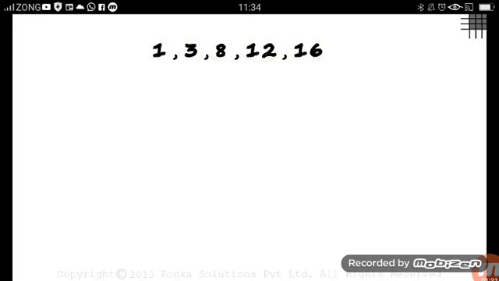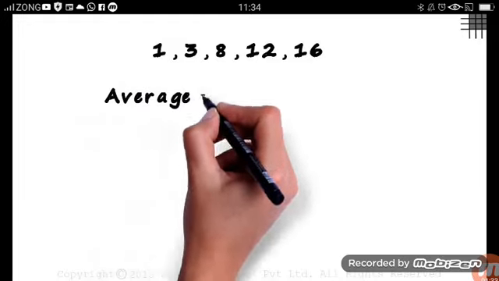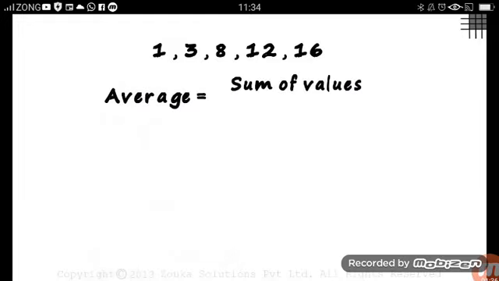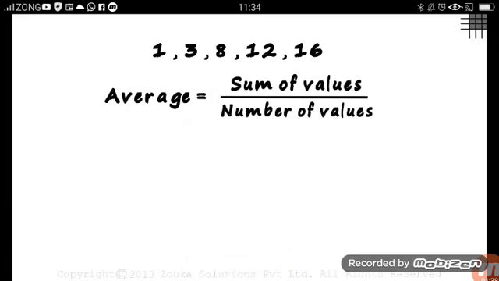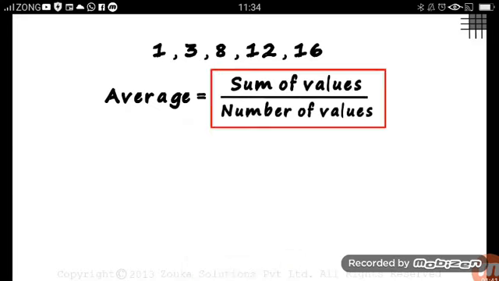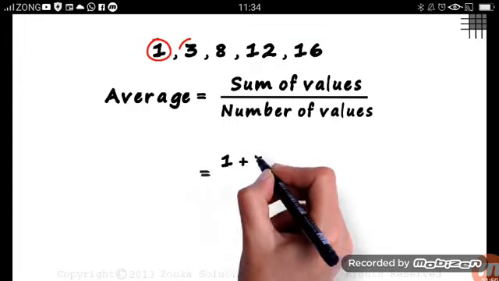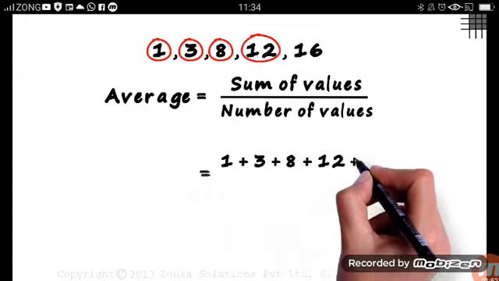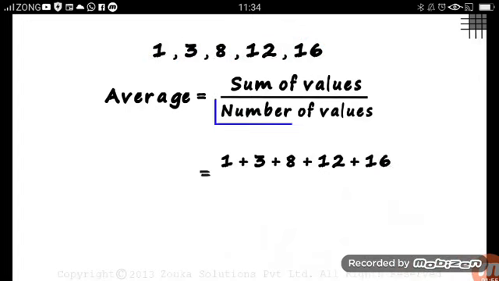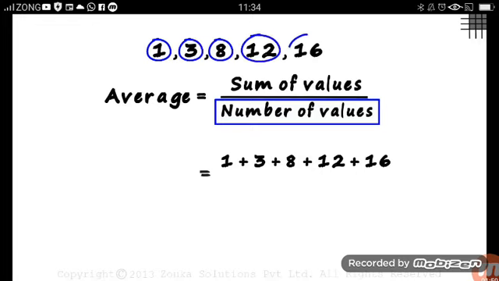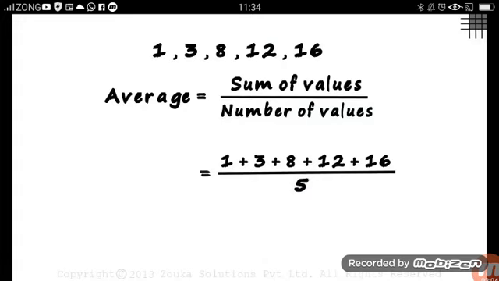There is a very simple way in which the average can be calculated. It can be calculated as sum of values divided by the number of values. That's how simple it is to find the average. Look at the numerator first, the sum of the values. Sum of these values would equal 1 plus 3 plus 8 plus 12 plus 16. And how many values do we have here? 1, 2, 3, 4 and 5. 5 values. We divide the numerator by 5.